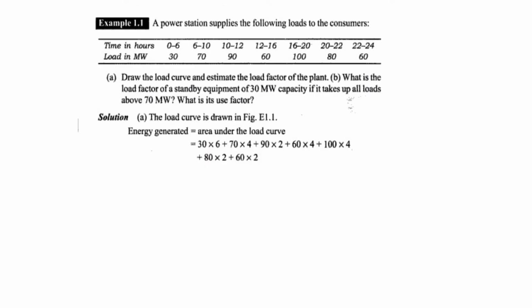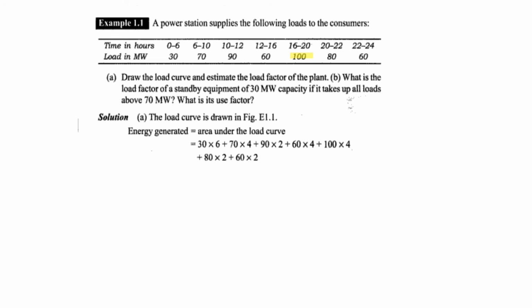Location we have seen. Now we will see one simple problem to draw the load curve. They have given time in hours, that is midnight to 6 AM, morning 6 to 10, 10 to 12, likewise, and the load utilized is 30 megawatts, 70, 90, 60, 100. The peak load here is 100. This is called the peak load. In the second case, they are asking how you will calculate the load factor if a standby plant, that is a generator, of 30 megawatt capacity is being used. What is the load factor they are asking?